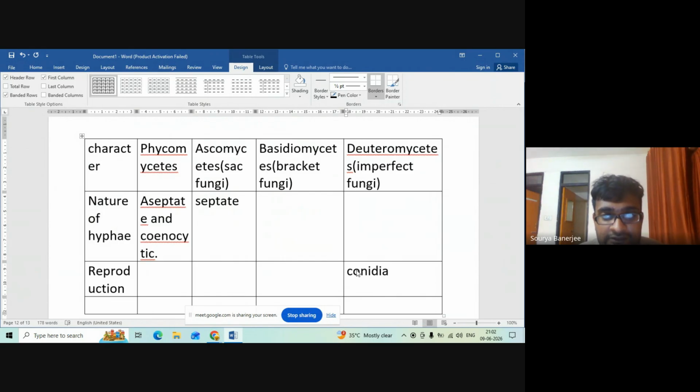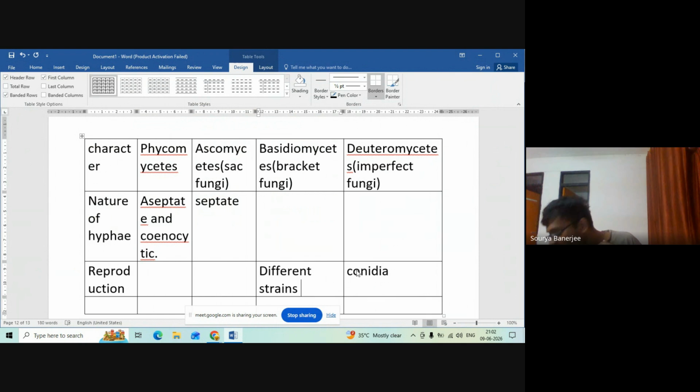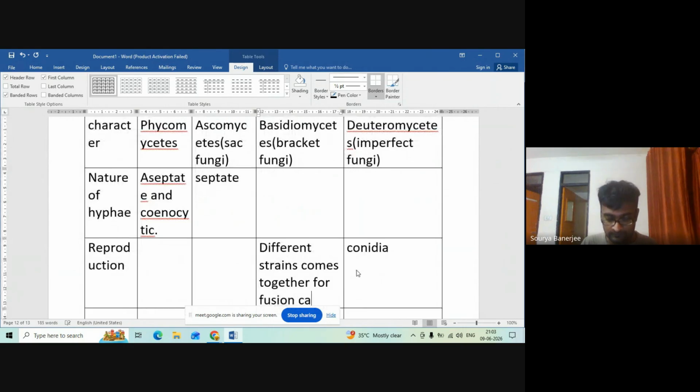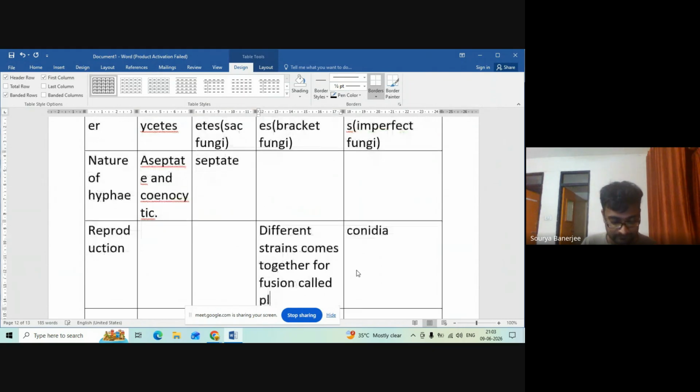In the case of basidiomycetes, there is no spore formation, but what happens? Two different strains come together for fusion, called plasmogamy. So what is happening? Two hyphae are coming and they are fusing. There is no spore formation. That process is called plasmogamy, because two cytoplasms are being fused, that is why it is called plasmogamy.